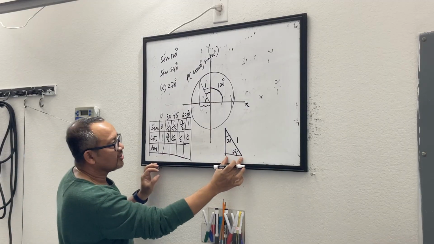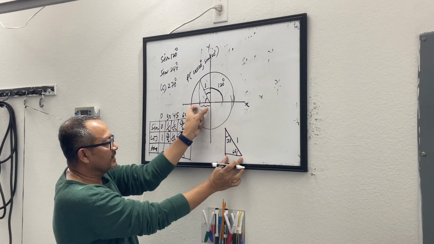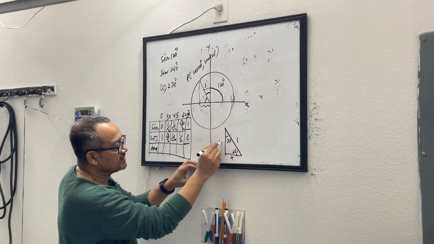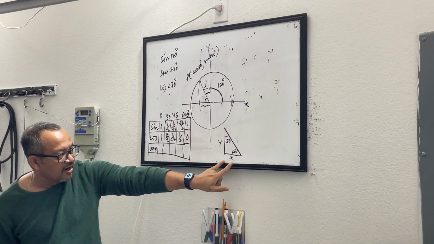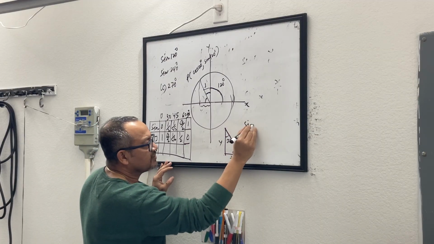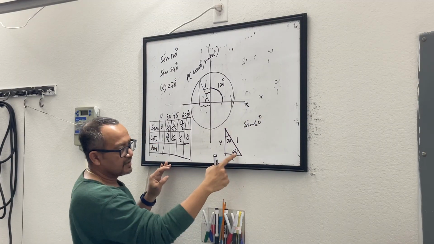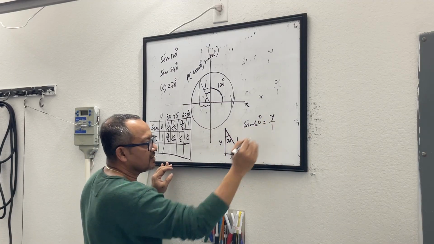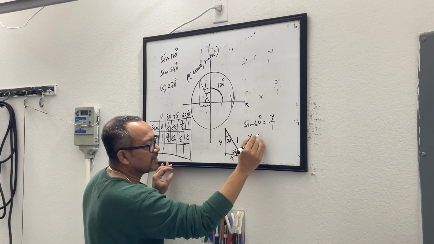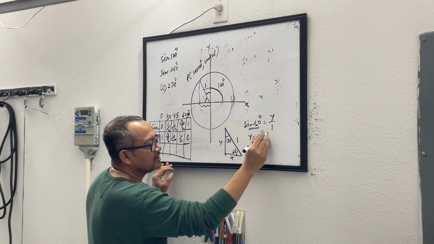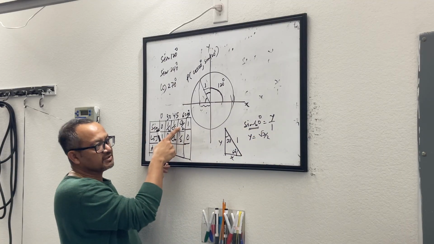This is your x coordinate, the length along the x-axis. This is your length along the y-axis. This is your x-axis, this is the y-axis. Now, here, sine of 60 degrees will be what? Y over 1. That means y is equal to sine of 60 degrees. How much is sine of 60 degrees? Root 3 by 2, from this table.